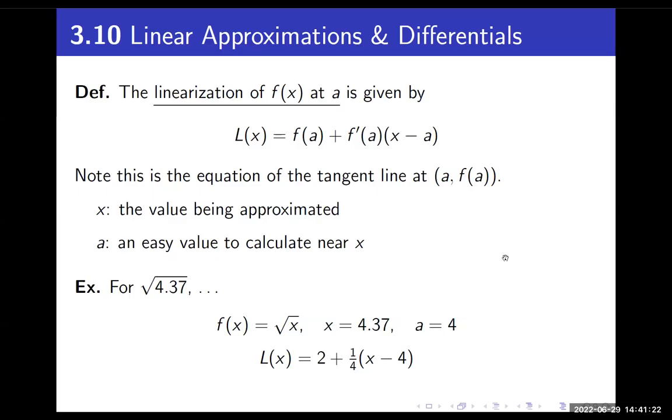Right, we're going to jump into some examples. We know our linearization formula right there. L of x equals f of a plus f prime of a times the quantity x minus a. Again, we're calling it this new name, but it's really just the equation of the tangent line through a certain point. X is the value we're trying to approximate, and a is something easy that's close to x.